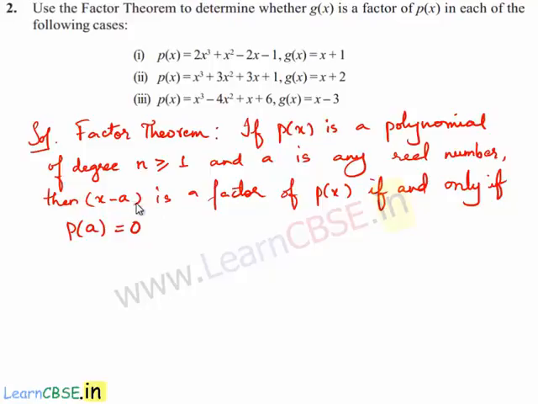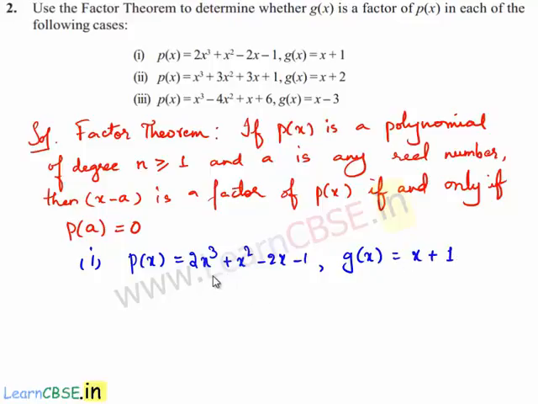So let us find the 0 of the polynomials, and hence if we show p of a is equal to 0, then x minus a will be the factor of the given polynomial p of x. So the first polynomial given as p of x is equal to 2x cube plus x square minus 2x minus 1, and the other one is g of x is equal to x plus 1. So first let us find the 0 of the polynomial.